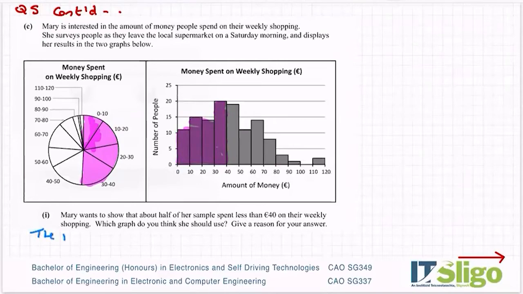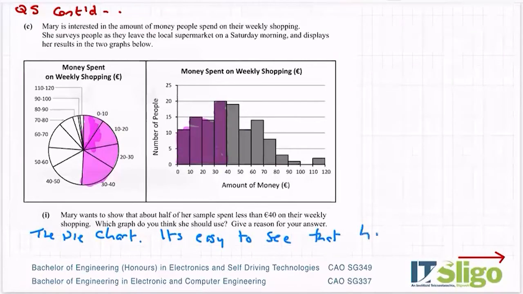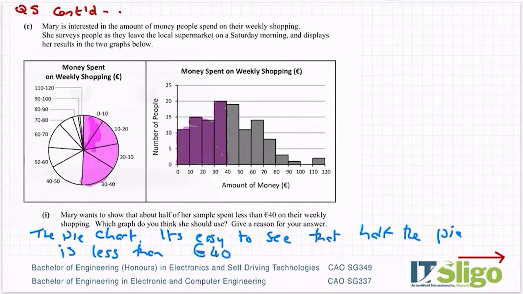So I think the pie chart for this question, give a reason: it's easy to see that half the pie is less than 40 euros. Okay, I suppose the tail here on this one, the ones that pull you up, makes it a little bit harder to see if that's the other half in the histogram.